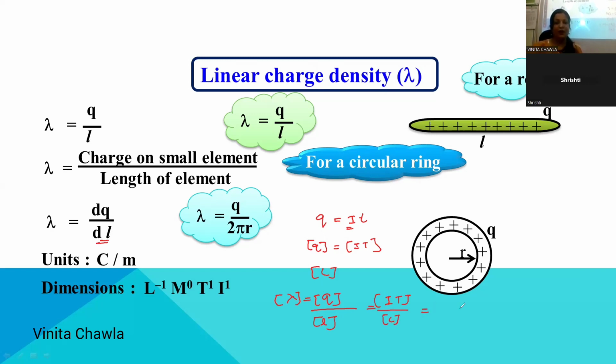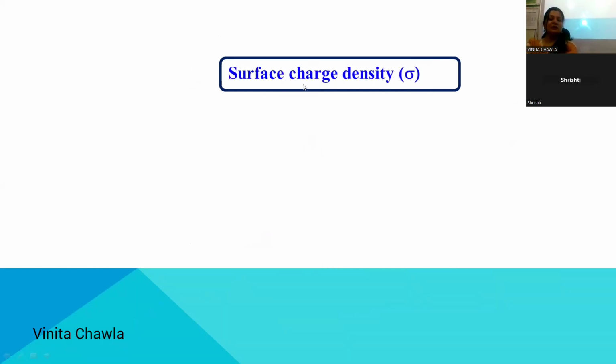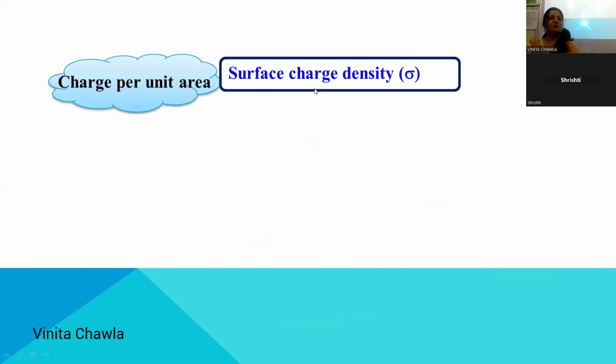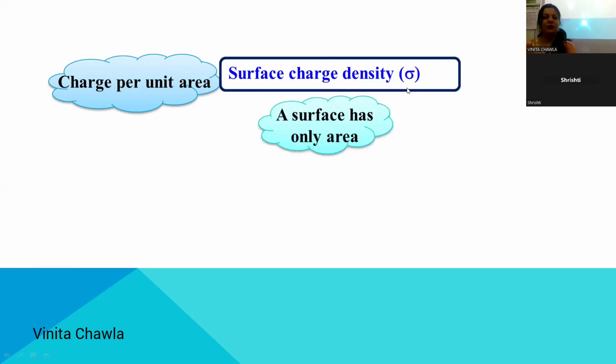So it is L minus 1, I1 and T1. And here we have no mass. So in surface charge density, charge is distributed over a surface. Because it is distributed over a surface, we take area. We find charge per unit area in this case, and it is denoted by the letter sigma. A surface has only area, so sigma is charge upon area.